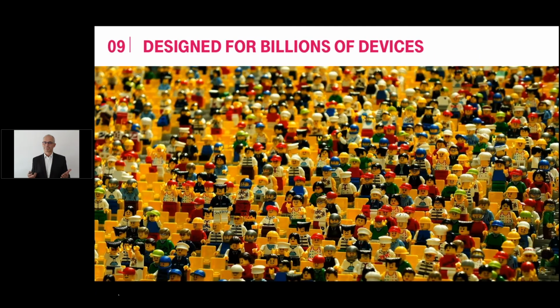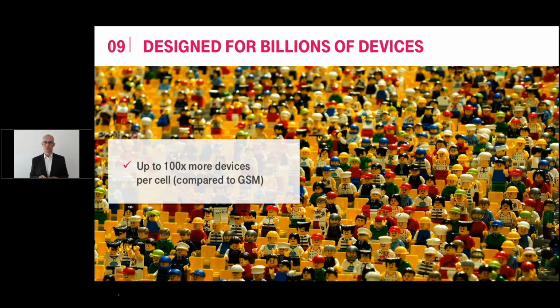So finally, NarrowBand IoT is designed for billions of devices. We are able to support 100 times more devices per cell compared to GSM. Now, this number is huge when you talk about billions of devices, right? And it is huge. On the other hand, it's also about simplicity, and that's a charming thing about it.